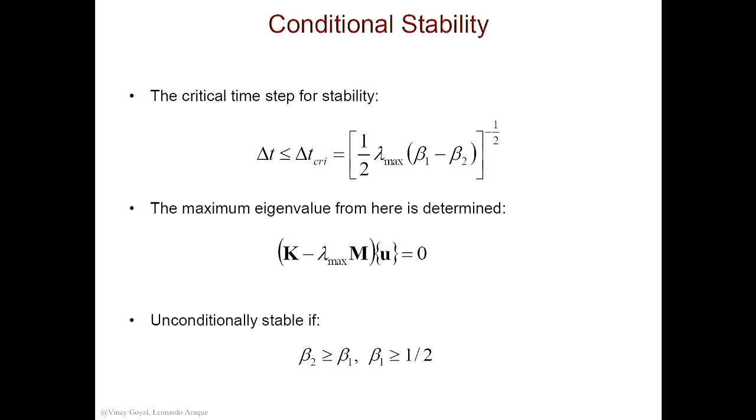So how do we calculate lambda max because mu is a function of time? No, this becomes an eigenvalue problem. Okay, so if you have k and m, you can determine the eigenvalue problem. You can calculate the eigenvalues to this right here. Okay. All right.